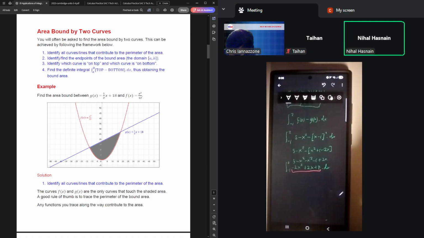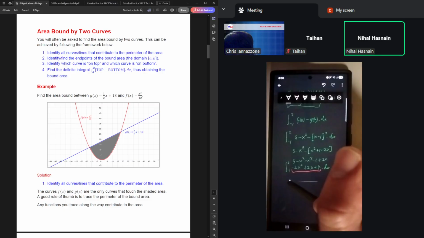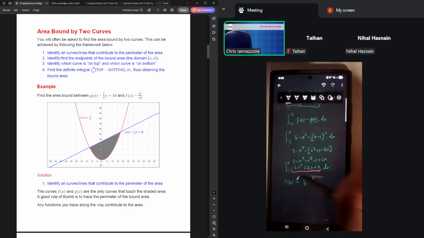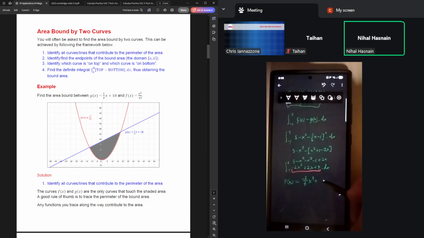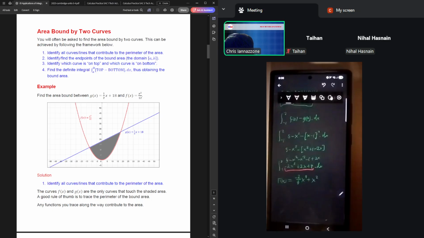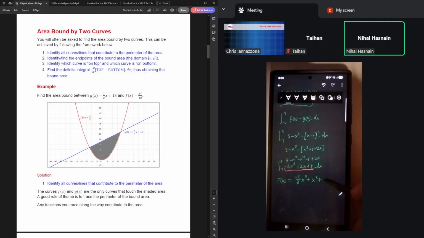So -2x squared, that's going to be -2x³ over 3. Yes. That's it. Power goes up, and then you divide by that raised power. Nice. Plus x squared. Yes, just x squared, because you're dividing by that 2, cancelling that out. Plus 4x. Plus 4x, yeah.